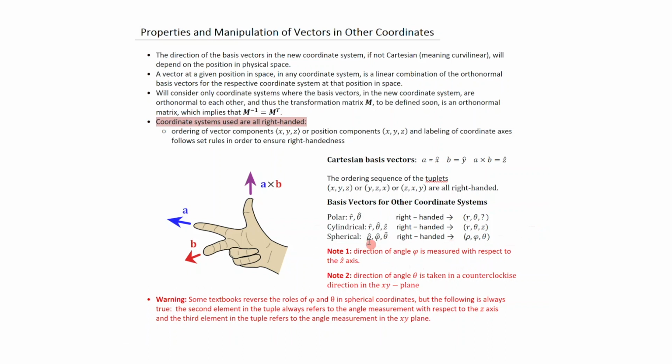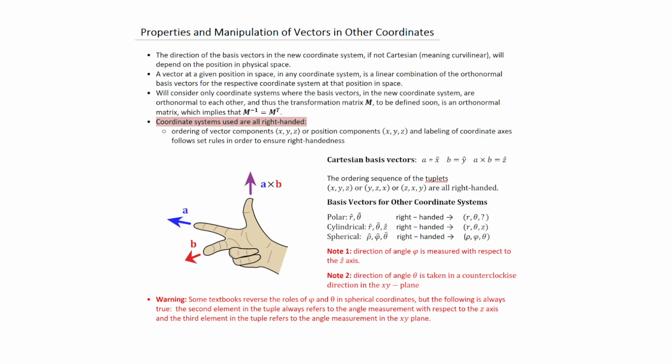Spherical would involve rho hat, phi hat, theta hat, and again, the ordering is important. Just a quick reminder, the direction of the angle phi is measured with respect to the z-axis in spherical coordinates, and the direction of angle theta is taken in a counterclockwise direction in the xy plane.